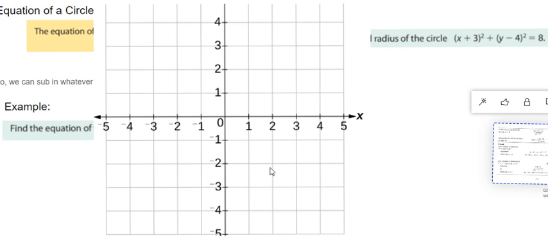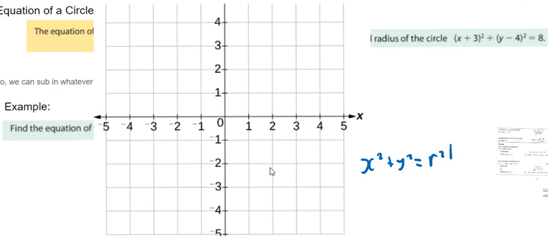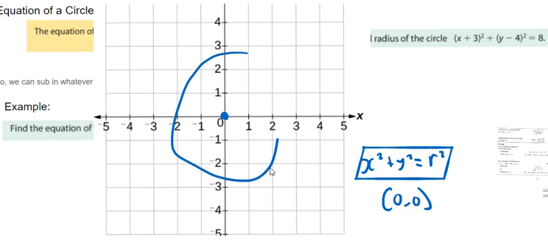Hi guys, so this is a video about the equation of a circle with center (h, k). You should have already looked at circles with center (0, 0). So this formula is for a circle with center (0, 0), but in order to use that formula, the center must be (0, 0). So if we look at it on a graph, that's for circles like this where your center is (0, 0).